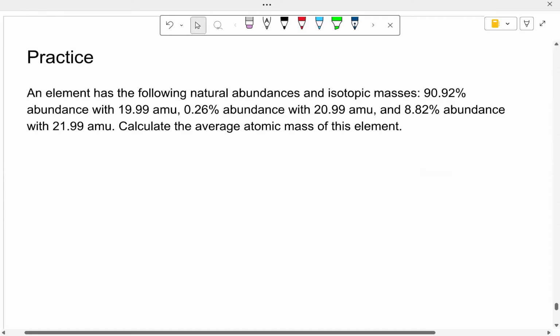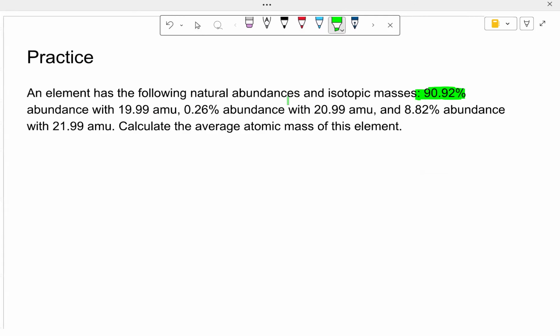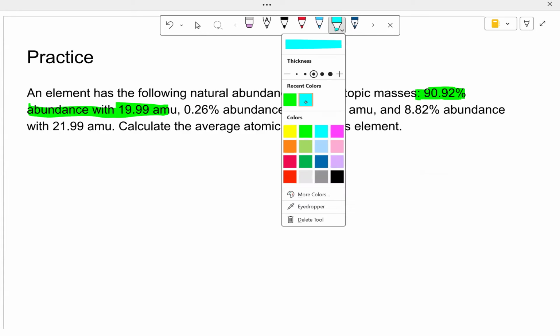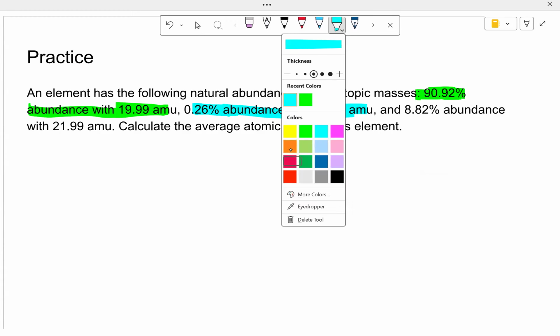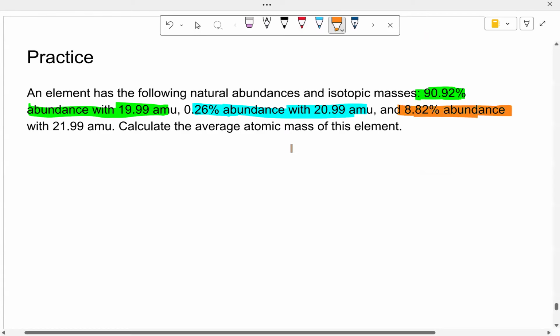Now let's take a look at this next problem. So here this says a random element has the following natural abundances and isotopic masses. So there's three isotopes here. So I'm going to label these with a different color. So here's one isotope. Here's a second isotope. And here's a third isotope.